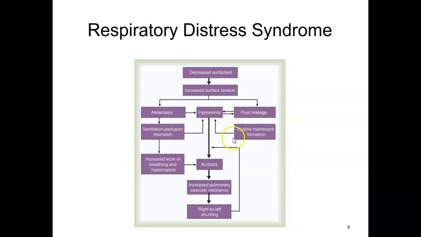That fluid leakage can lead to hyaline membrane formation, which means that you just have a lot of edema in your lungs, which contributes to the hypoxemia as well. So I really like this algorithm because it shows how this process is linear, but also cyclical. If we don't do something to intervene, this is just going to get worse and worse until you're not going to be able to ventilate the patient.